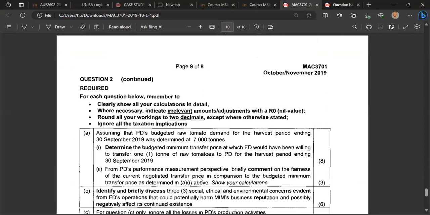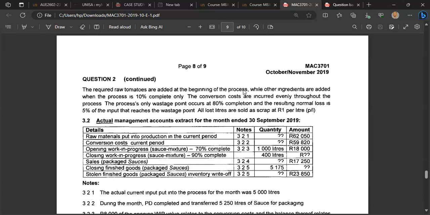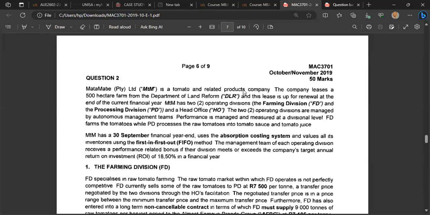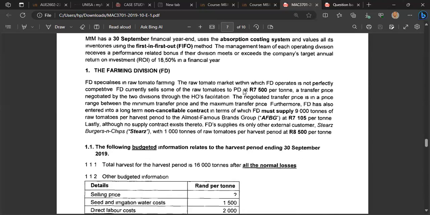First of all, the question says PD, comment on the fairness of this in comparison to the budgeted minimum transfer price. So we're looking at this from PD's perspective. Who's PD? PD is the receiving department. So PD is receiving this at 7,500 per ton.